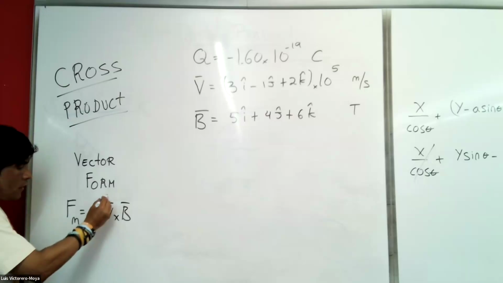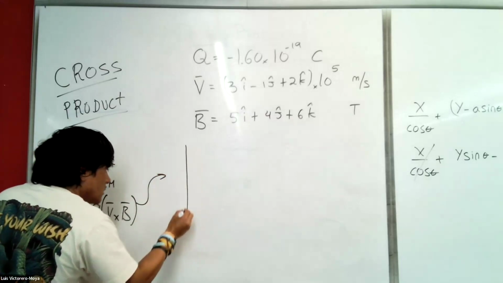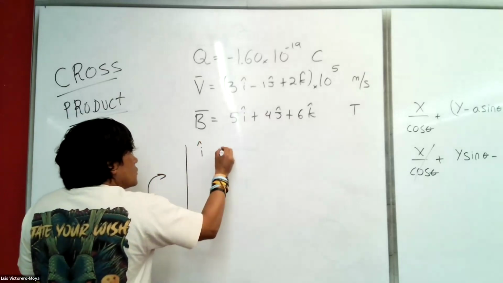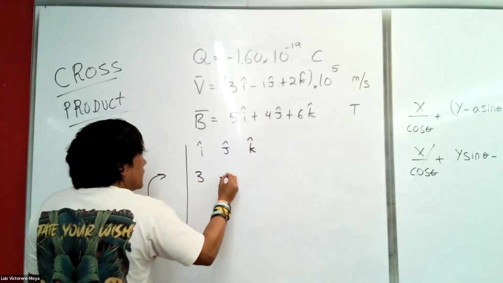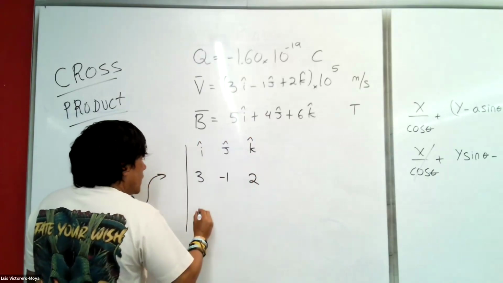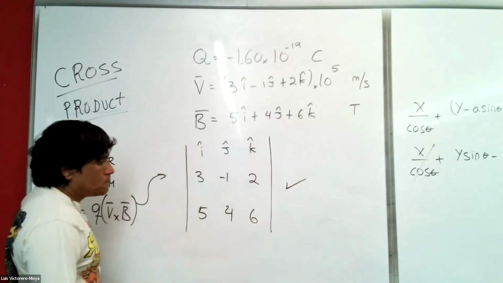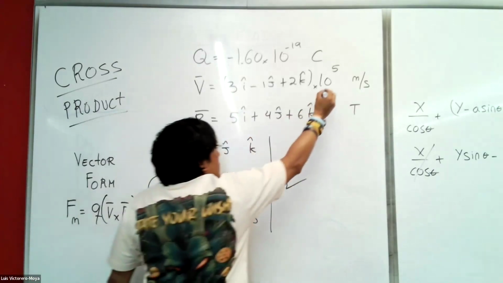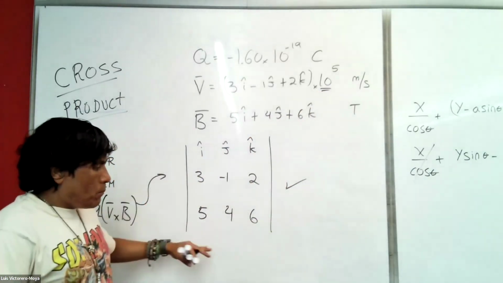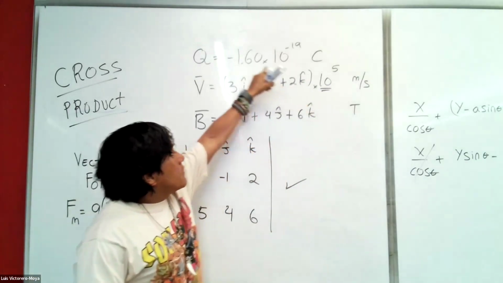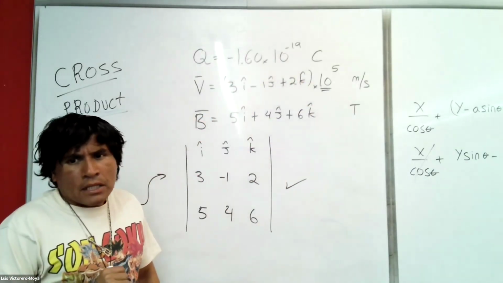So V cross B, you want to find this. That is found by doing the matrix. So I told you, i, j, k, and then you will put V: 3, -1, 2, and B: 5, 4, 6. You find the cross product, and then don't forget, you have 10 to the 5. So you have to multiply whatever vector you get here times 10 to the 5, and then these are scalars. And that's the vector in ijk.